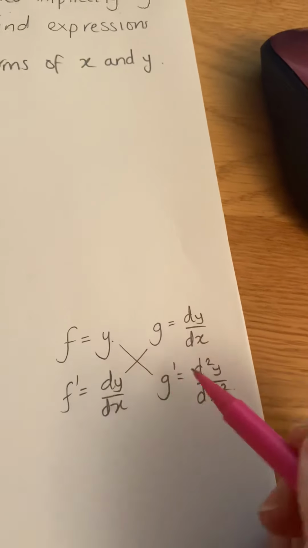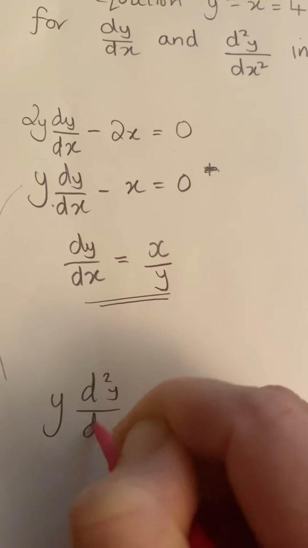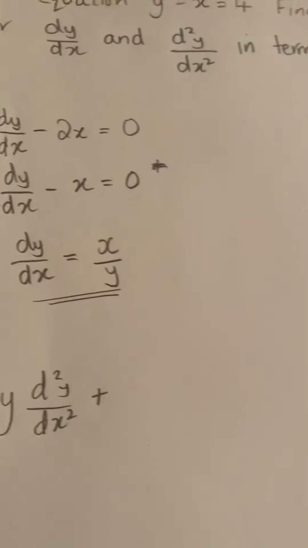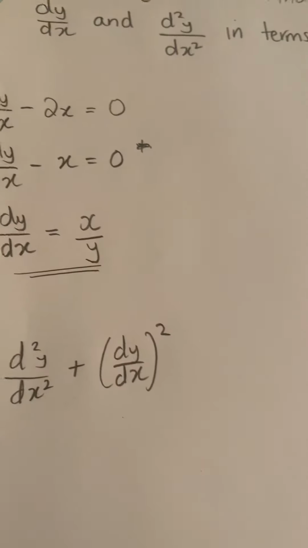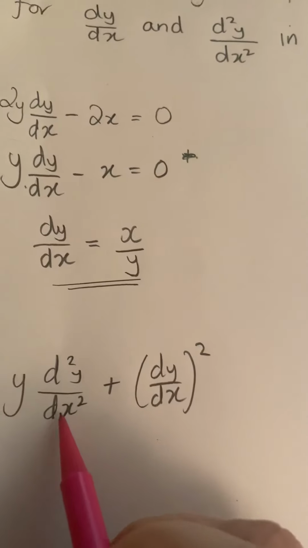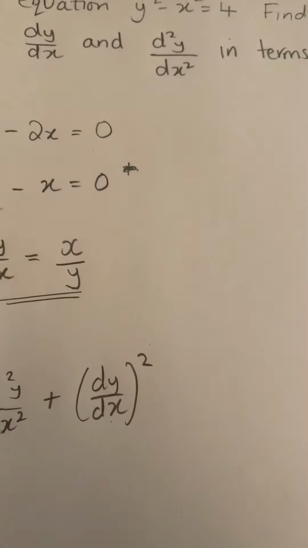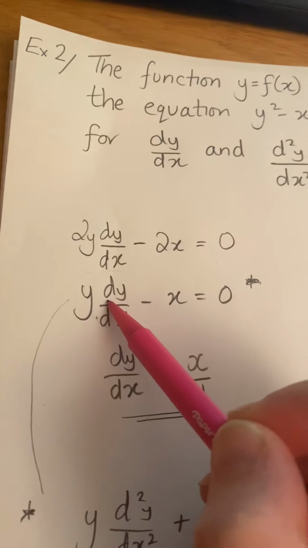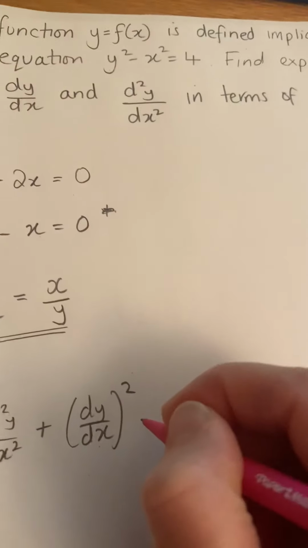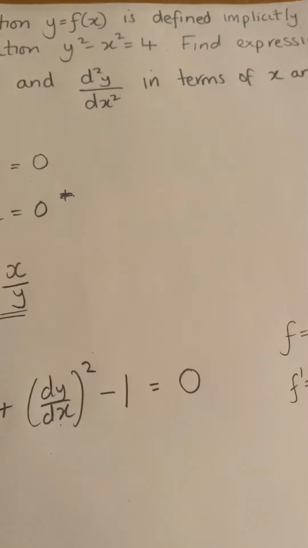So we're going to have y d squared y by dx squared plus that times that. So we're going to have dy by dx times by itself, which is just that squared. Notice it's not that, it's that squared, right? So just don't mix them up. So that was me just differentiating this thing here using the product rule. If I differentiate the minus x, it just becomes minus 1. You differentiate the 0, and then it just becomes 0.